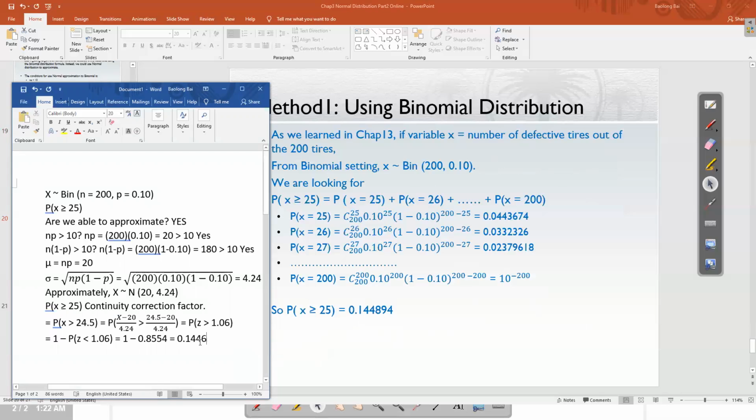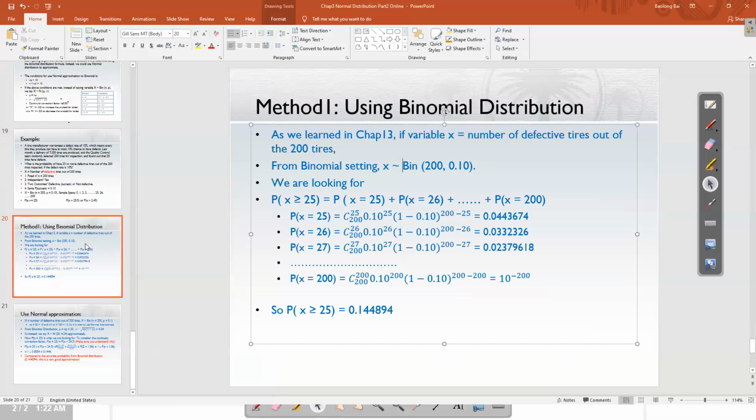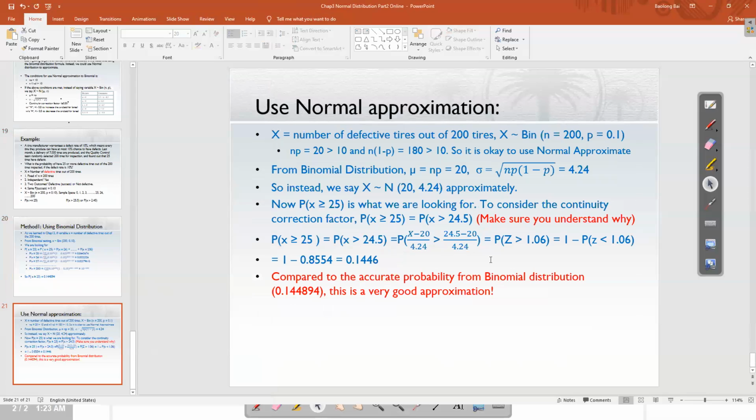Okay. So when you compare with the true value from the binomial distribution with so much trouble, is 0.1449. And our approximation is 0.1446. We're only off by 0.0003, right? But how much work did we save? We save a ton of work, right? So that's normal distribution to approximate binomial. Okay. So then this is it. This concludes the normal distribution here.